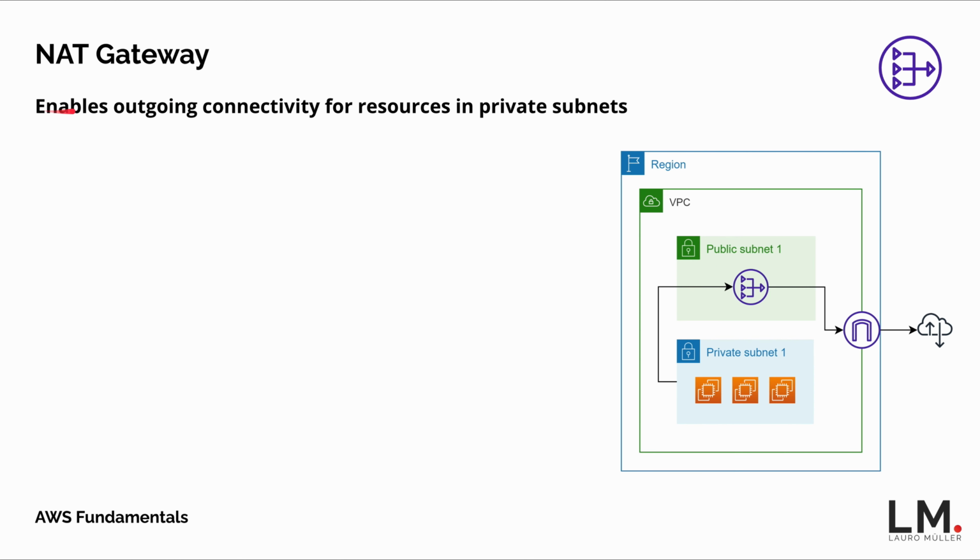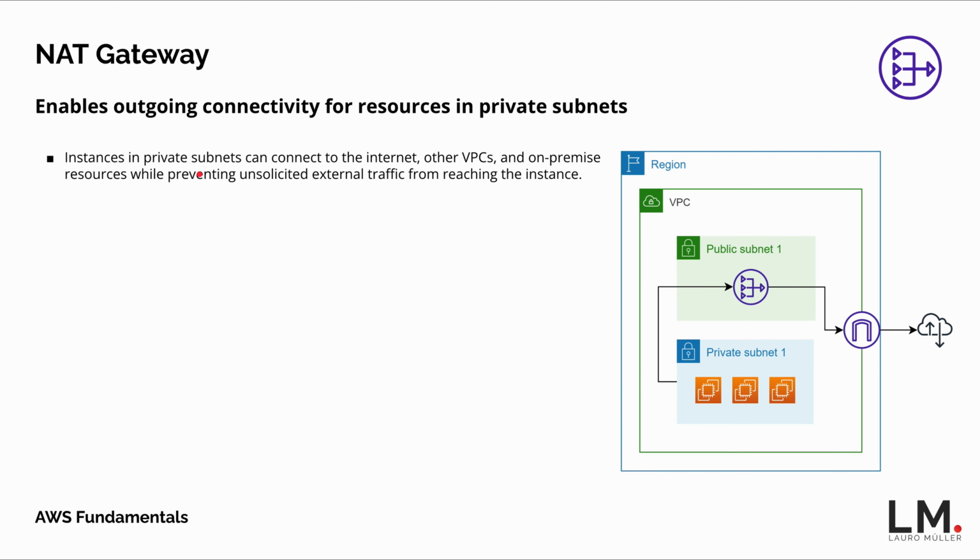What it does is it enables outgoing connectivity for resources in private subnets. Remember, private subnets are those that are not associated with an Internet Gateway. So the diagram here looks a little bit different, and what happens is we deploy a NAT Gateway in a public subnet, and then the traffic that needs to access the internet from a private subnet goes via this NAT Gateway over through the Internet Gateway and then to the internet.